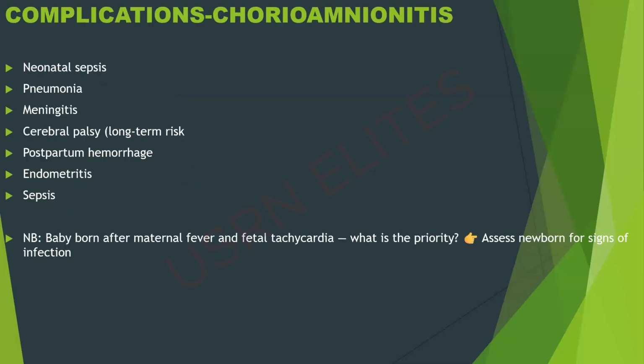So what are some of the common complications that we have? Neonatal sepsis, very common. Pneumonia, because the child is swimming in a fluid, and if there's an infection, this is the same fluid that is going through the lungs, so there's a possibility of getting infection. Depending on the kind of bacteria, the child can also get what? Meningitis. Cerebral palsy is also common, and that's a long-term risk. And hemorrhage. Why hemorrhage with chorioamnionitis?